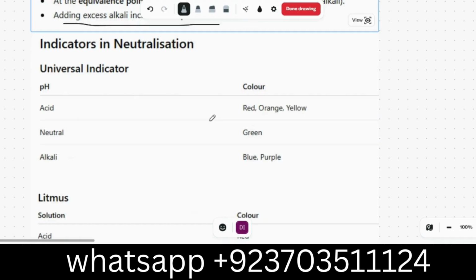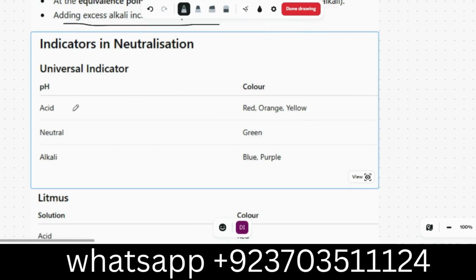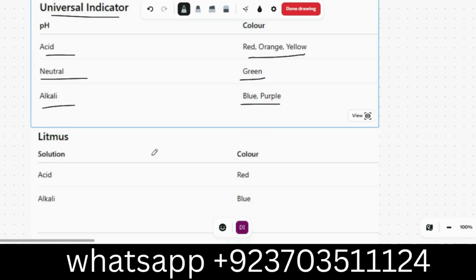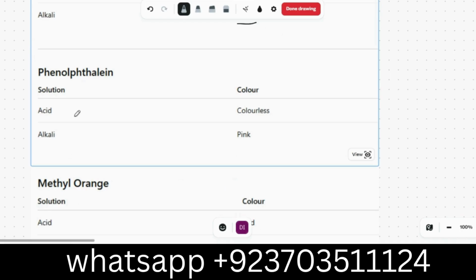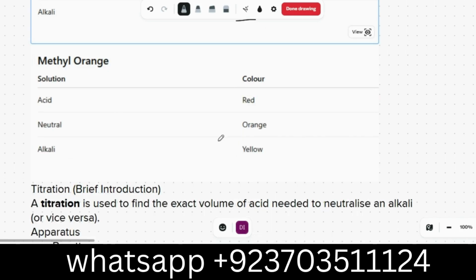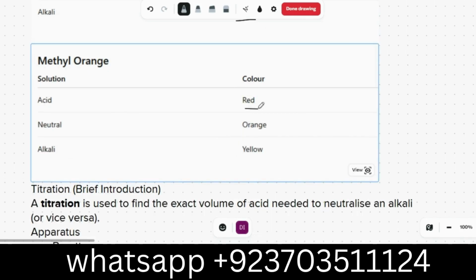Okay, indicators in neutralization. We can use universal indicator, that is red or orange in acid. At neutral it will become green, and in alkali it will become blue or purple. Litmus paper is simple, acid is red and alkali is blue. Okay, phenolphthalein in acid is colorless, and in alkali it is pink. Methyl orange, in acid that is red, neutral that is orange, and alkali that is yellow.